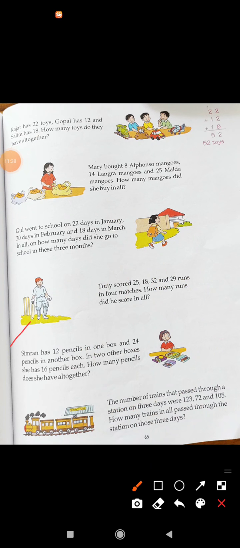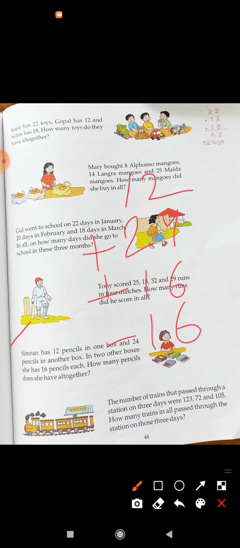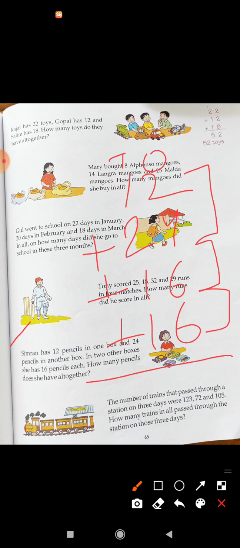Now next, Simran has 12 pencils in one box, 24 in another box, and in 2 other boxes 16 pencils each. Now how many pencils does she have altogether? Add the ones. 6, 6 plus 6 12, 12 plus 6 is 18. Write 8 here, 1 carry. Now add the tens. 1 plus 1 2, 2 plus 2 4, 5, 6. Total pencils 68.